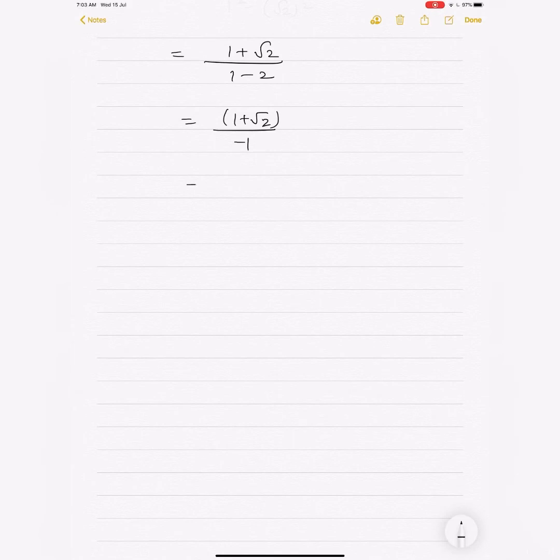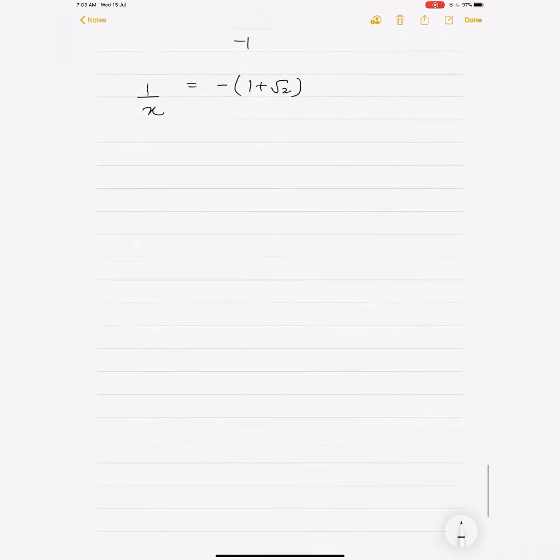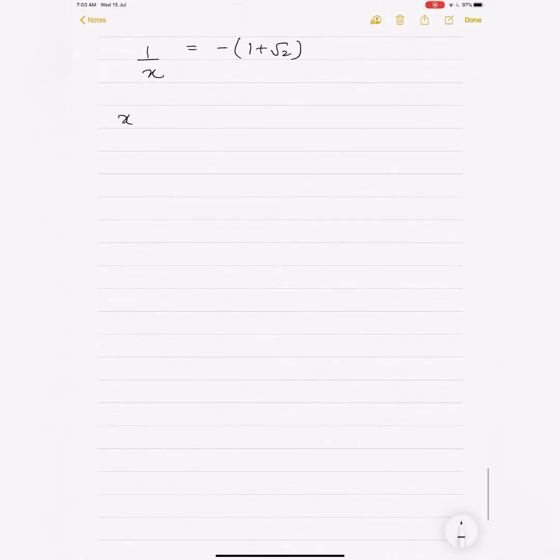Now see, understand this part properly. I can also write it as minus 1 plus root 2. I just put that negative sign in the numerator. So this is the value of 1 upon x. Now if I want to find the value of x minus 1 upon x, what will I do? First, x is how much? 1 minus root 2 minus. Guys, just understand this part properly. Now I'll put, what's the value of 1 upon x we already found? Look up. It will be minus 1 plus root 2.